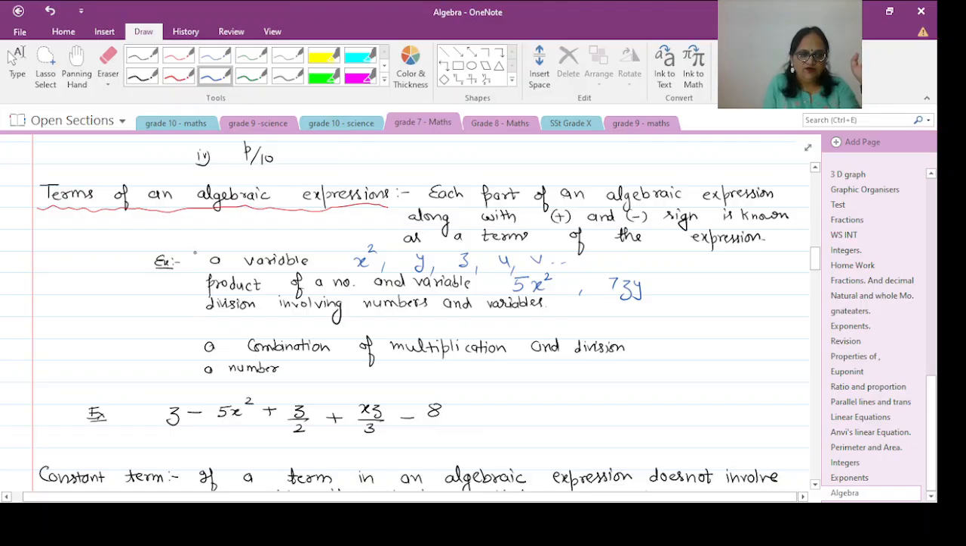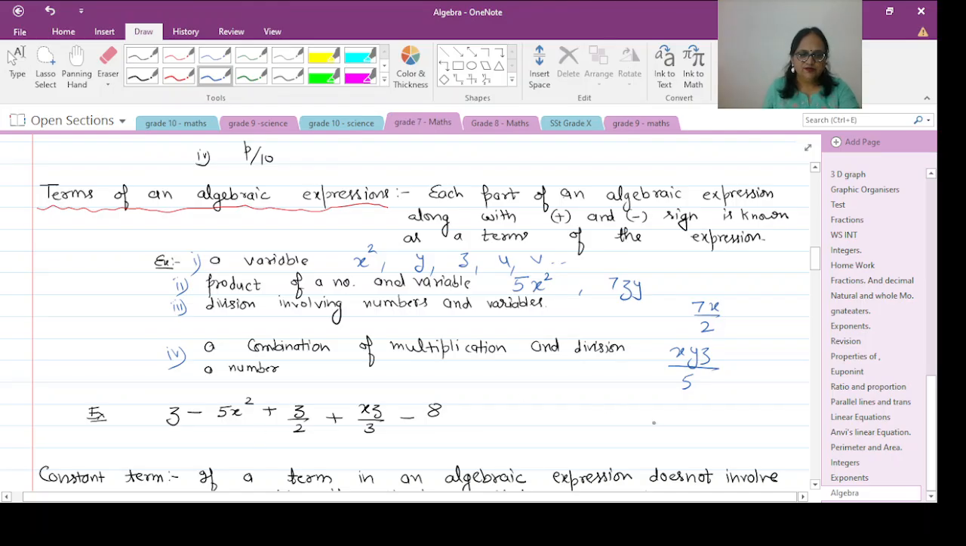What can the third be? That was first, that was second, this is third. Division involving numbers and variables. Division: 7x upon 2. This is also a term. A combination of multiplication and division of a number: x, y, z divided by 5. This is also a term.